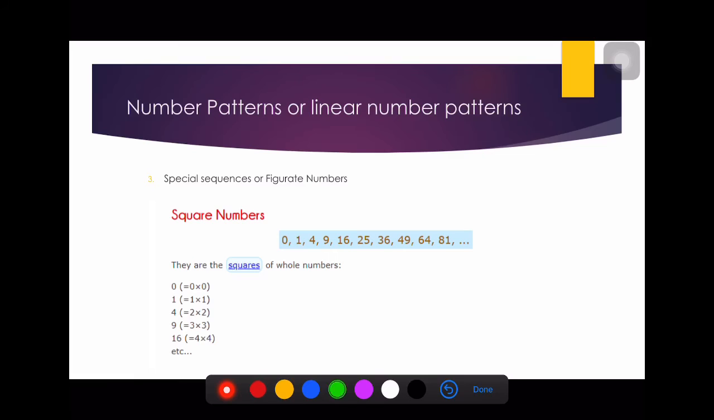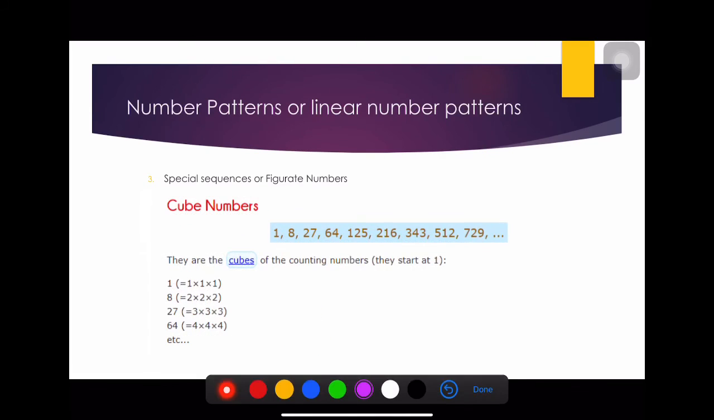The next one is square numbers. Square numbers are whole numbers multiplied by themselves, meaning 1 times 1, 2 times 2, 3 times 3, 4 times 4. Then you will have 5 times 5, 6 times 6, 7 times 7.